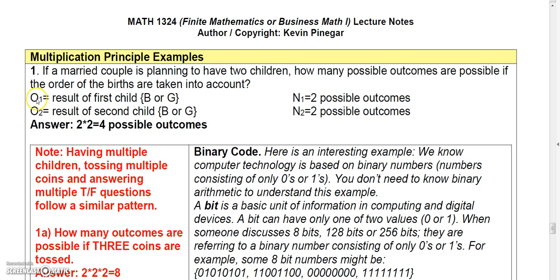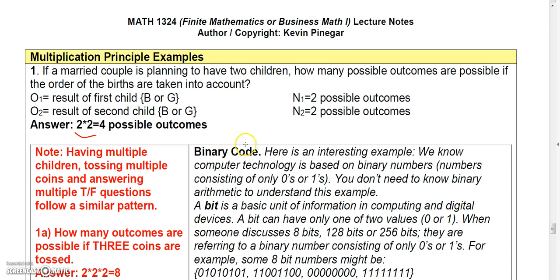The first operation would be the result of the first child, and that has 2 possible outcomes. And then the second operation would be the result of the second child, and repetition would be allowed in this case because you could have a boy and a boy or a girl and a girl. So we would have 2 possible outcomes for that. And so if you take the number of ways the first operation can be done times the number of ways the second operation can be done, that gives you 4 possible outcomes.